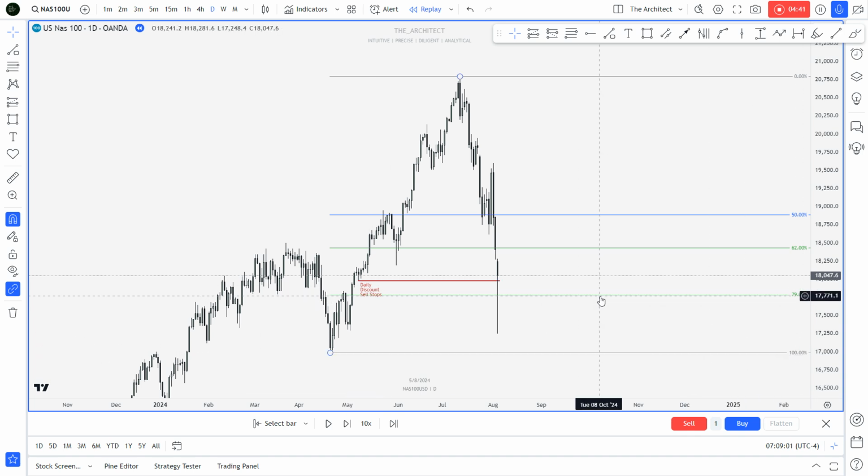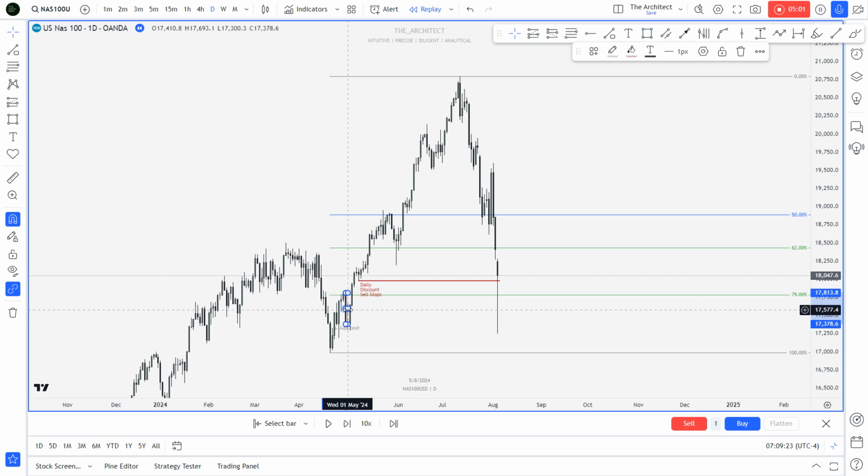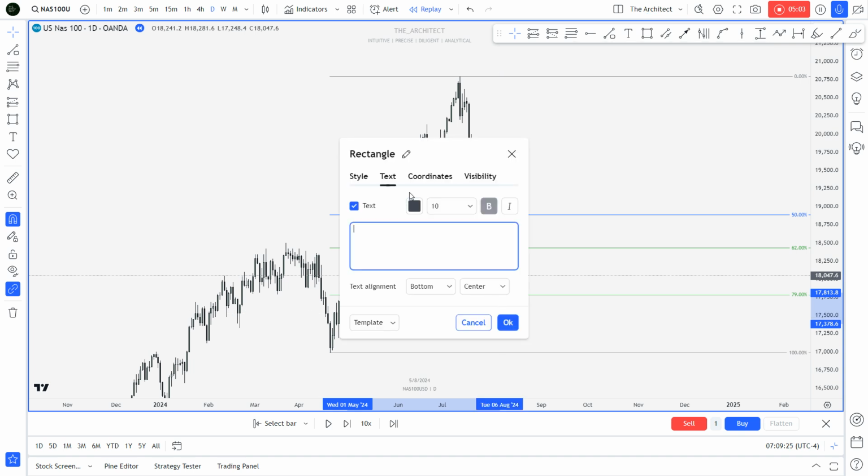We've also hit our 79% level, our 69 to 79% level. These levels are high probability levels where you will most likely see reversals within the market. Another thing that we see that is aligned to these levels, which is also at a discount, is what? This bullish order block, right?